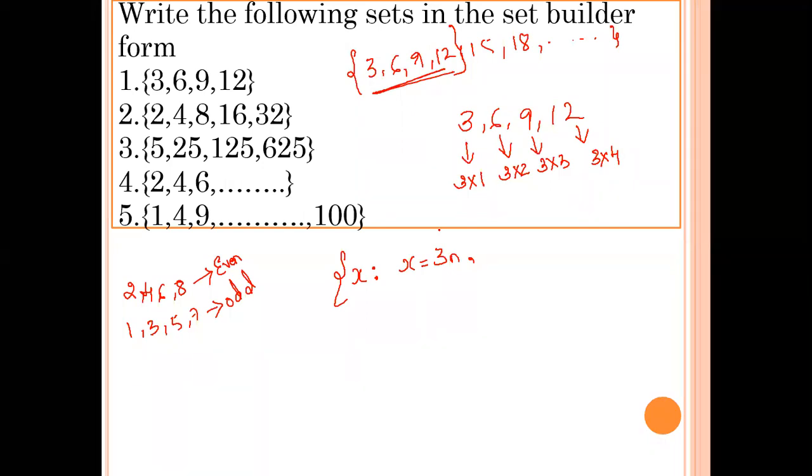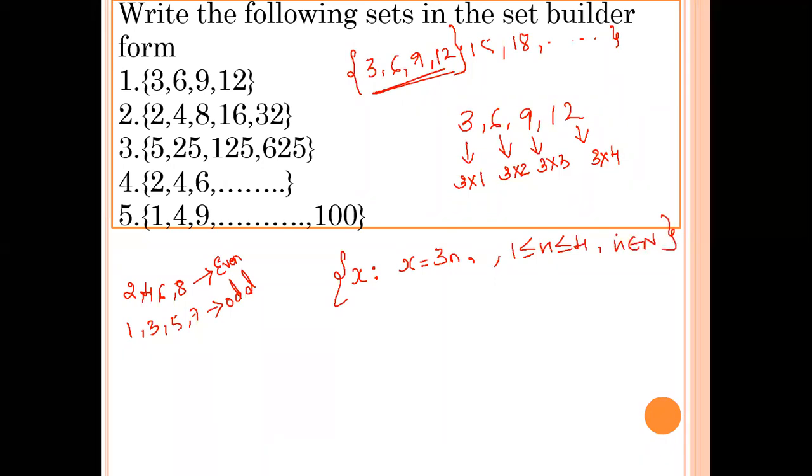So what might be the set builder form? How should the set be? Okay, x is equal, it should be less than 12. Less than 12? What? Less than or equal to 4. Good, Naina. N should be less than or equal to 4. 1 less than or equal to n less than or equal to 4. And all these n are natural numbers.